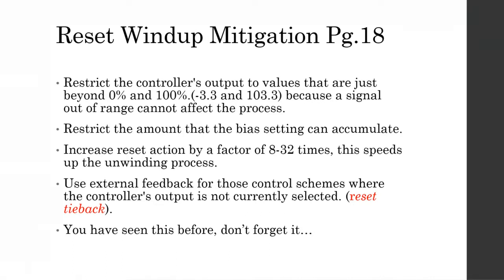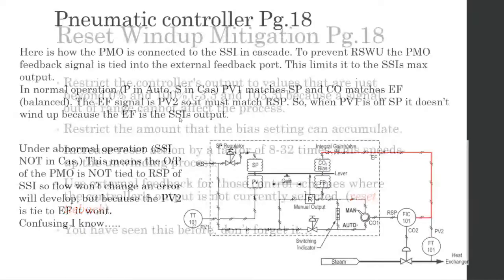The best way, of course, is to use external feedback for these control schemes where the controller's output is not currently selected. We call this reset tieback or external feedback or something like that. We have seen this before, so don't forget it, because it's obviously pretty important if it's come up in a couple of different subjects. How do we do it with the pneumatic controller?